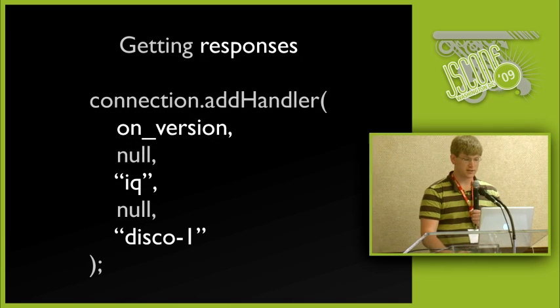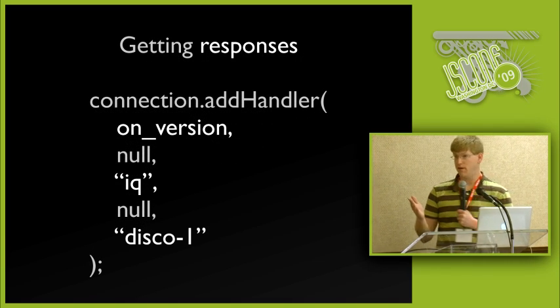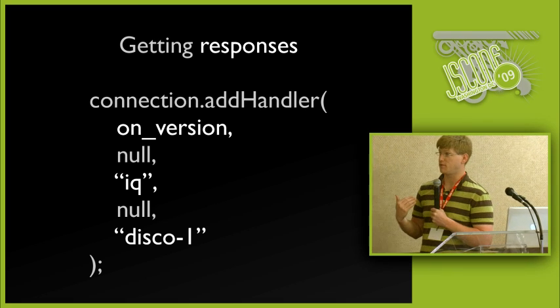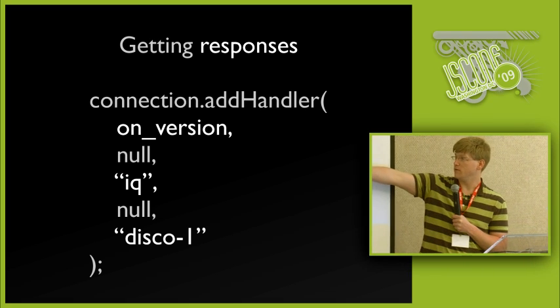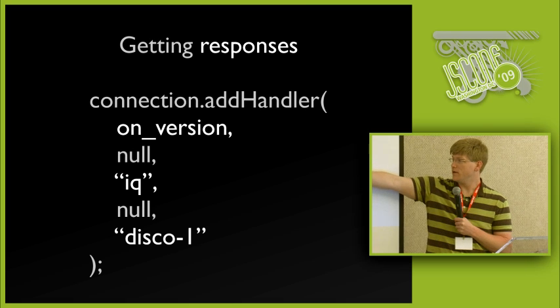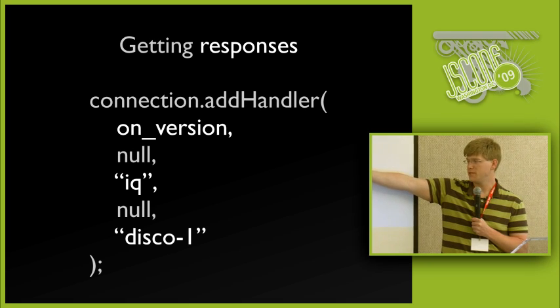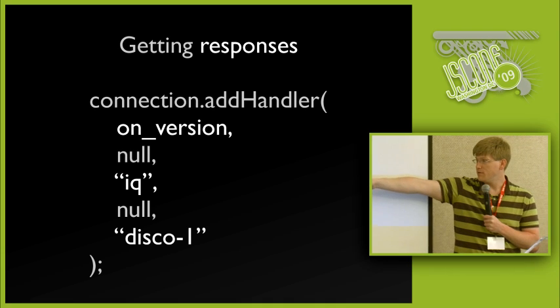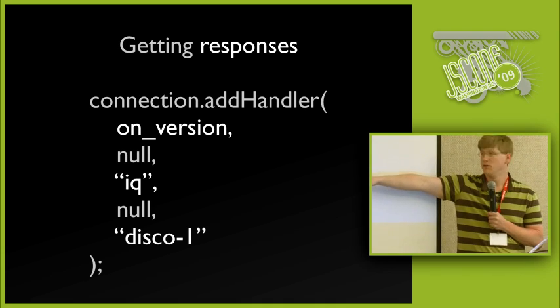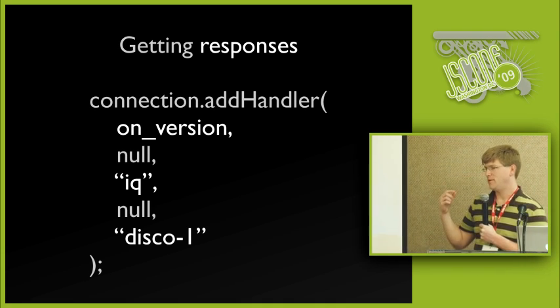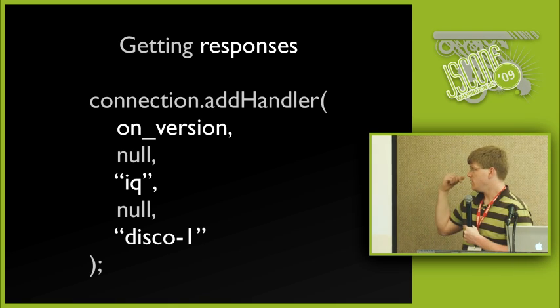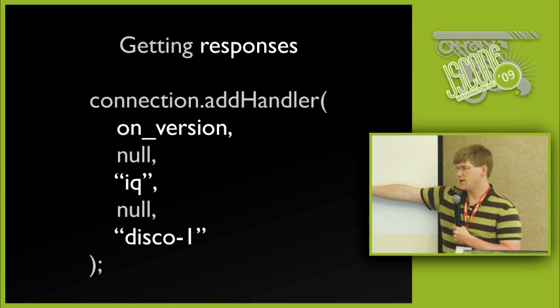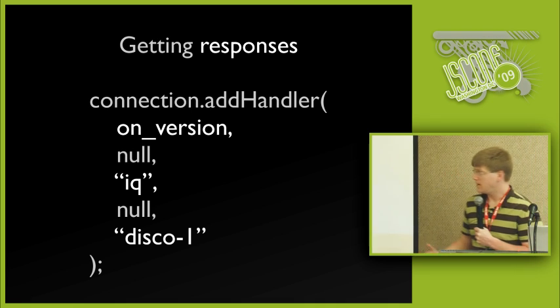And then the other side is you'll send an IQ, and you're going to expect a response that you have to watch for. And so here we're still watching for IQ messages. We don't care about what the type is, because remember, this might be result, it might be error, and we're going to handle both of them here. And we know that we want to handle this disco1, because normally what will happen is you'll create a unique ID, you'll send out an IQ stanza, and then you'll use that unique ID here in the handler to handle the message.